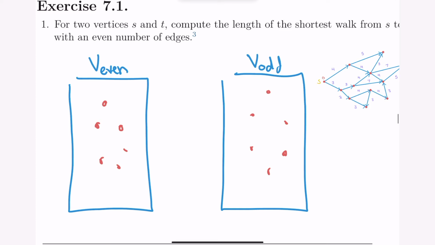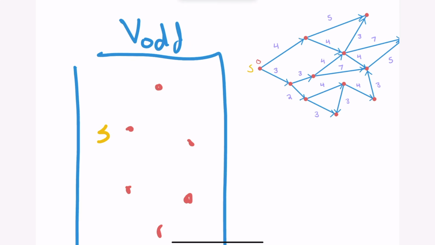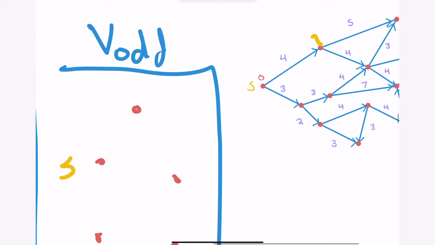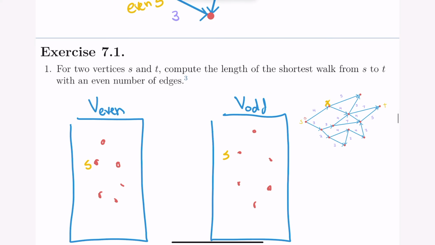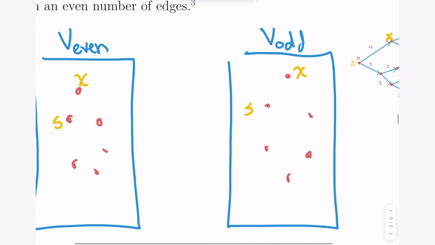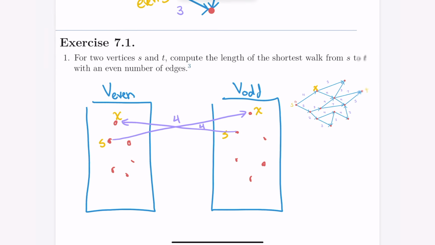And then for each edge, so let's say that S is this one, and I'll call this one X. Say this vertex here corresponds to X, the two copies of X, the odd copy and the even copy. And that edge had length 4. So what I'm going to do is add an edge like that of length 4 and an edge like that of length 4.